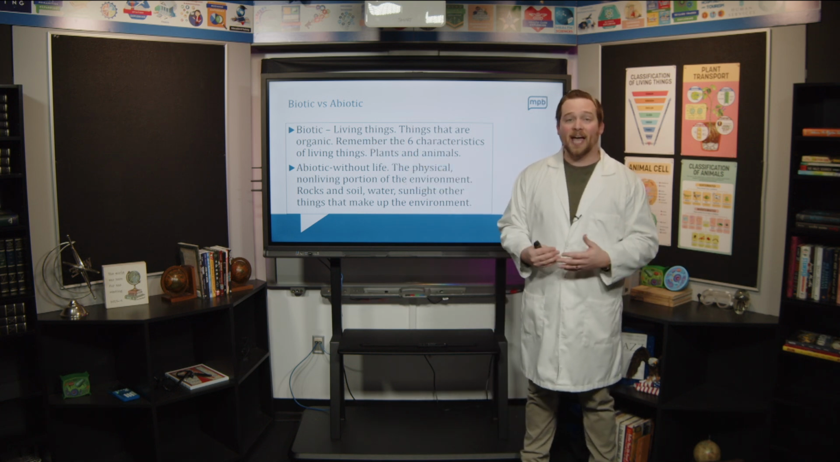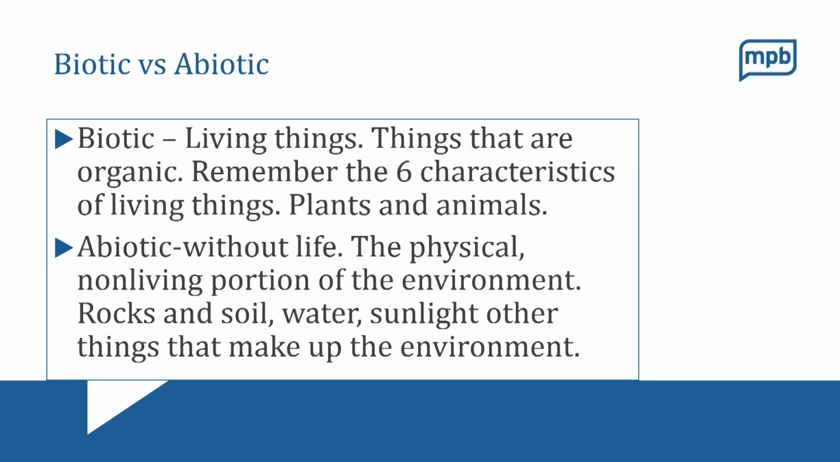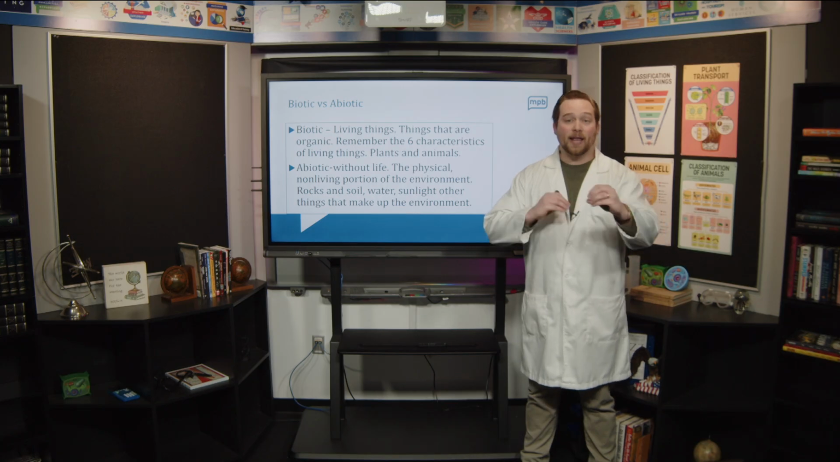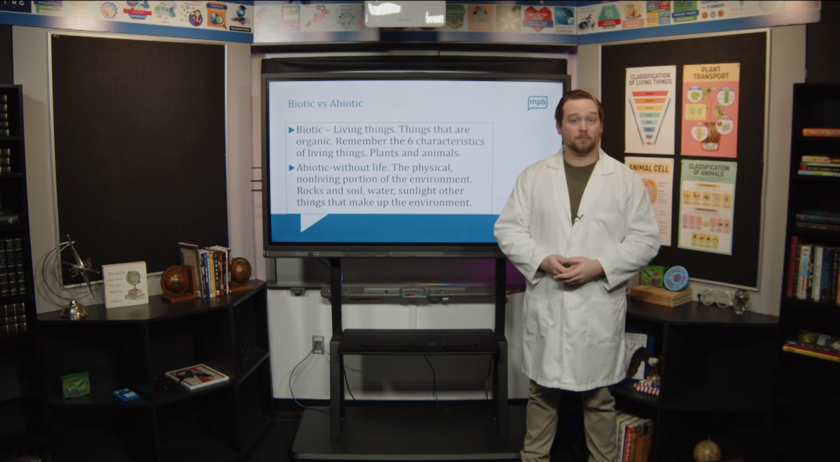The opposite of that is abiotic. You can see in this word, it has that root word bio, but remember the prefix a means without. So what does abiotic mean? It means without life. So this is the physical, non-living portion of the environment. Some examples of abiotic would be rocks and soil, water, sunlight, and other things that make up the environment. So again, biotic factors are living things, and abiotic factors are things in the environment that are not alive, but are there, and animals and organisms interact with them sometimes.